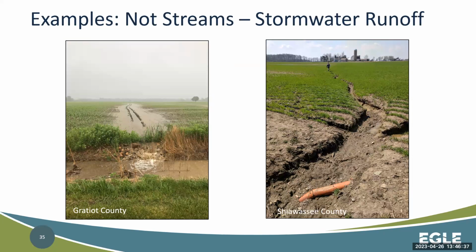These are a couple examples of stormwater runoff. These are short segments of gully erosion or field furrows. These features are not persistent upon the landscape. They're temporary.